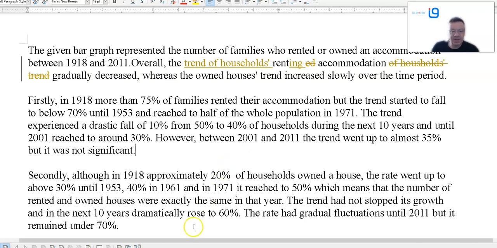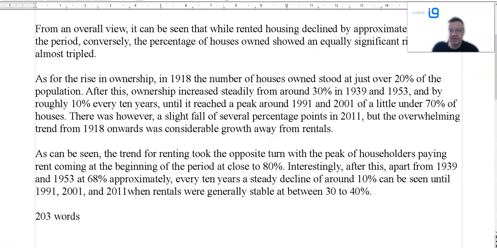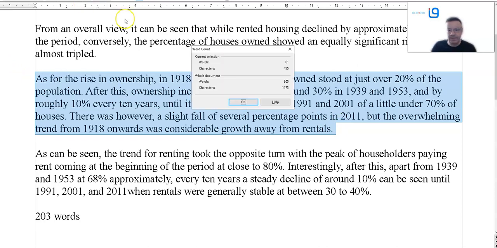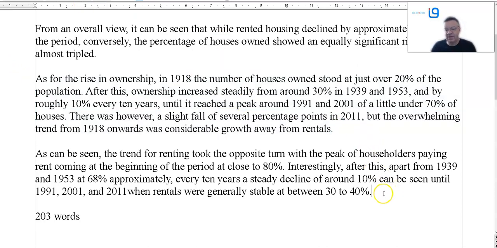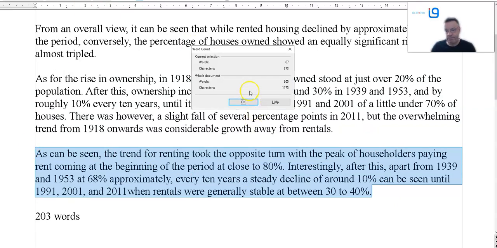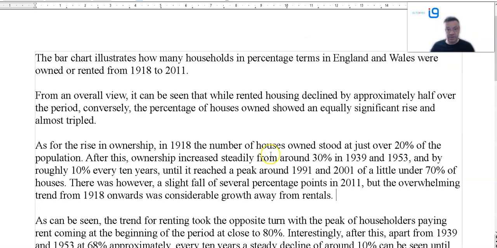I would have kept it nice and easy, same as I did here. Start from a rise, 20% increased, 30%. Roughly 10%, it peaked. However, there was a slight fall. That's it. How many words is that? 81. So that's not bad. Yeah, this is probably less. And I've got almost all of the details in. So, do it in that way.